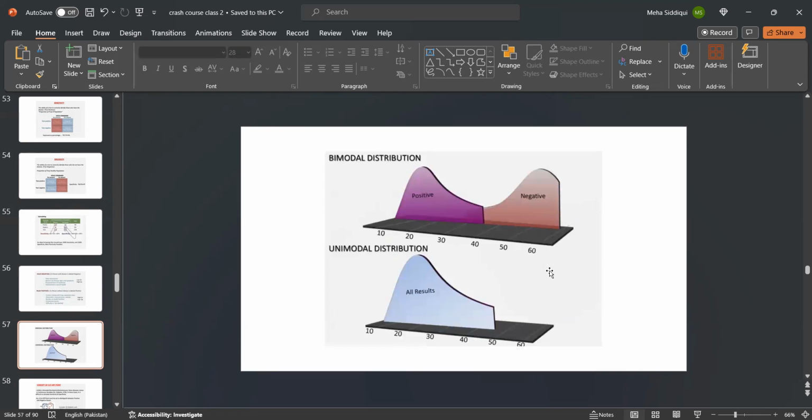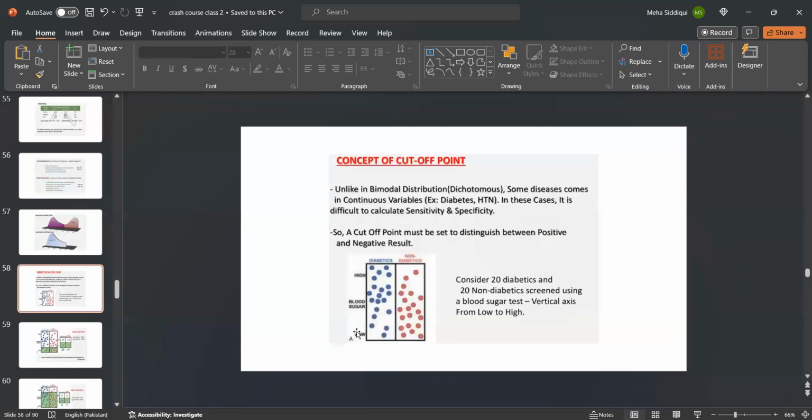So there are two types of tests. There are tests which are either positive or negative, like a bimodal distribution. And there are some tests whose results are continuous variables, like for hypertension; there is a unimodal distribution. Concept of cutoff point: unlike in bimodal distribution, which is dichotomous, some diseases come in continuous variables like diabetes and hypertension. In these cases, it is difficult to calculate sensitivity and specificity. So a cutoff point is set to distinguish between positive and negative.